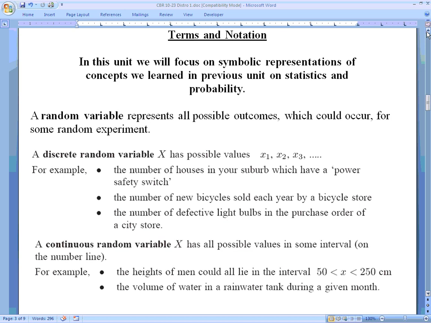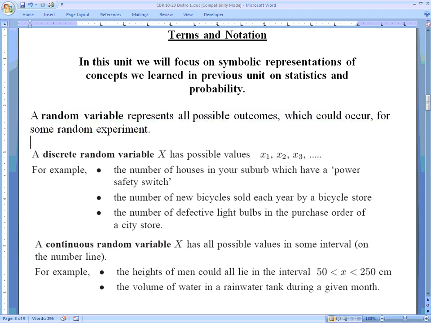So, some terms of notation. I open off by saying, in this unit, we will focus on symbolic representations of concepts we learned in previous units on statistics and probability. So we're going to combine some of the things that we've seen, like variables, and that was part of our statistics unit. Continuous, discrete, again, all part of our statistics unit. And we'll also be talking about probabilities and things like that. So it sort of bridges together those basic units that we had in the past and puts them together in this new way. Something known as a random variable.